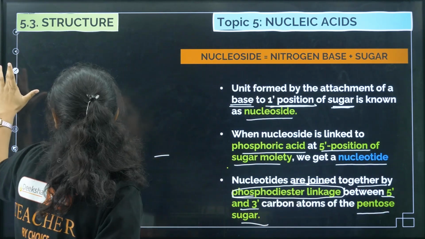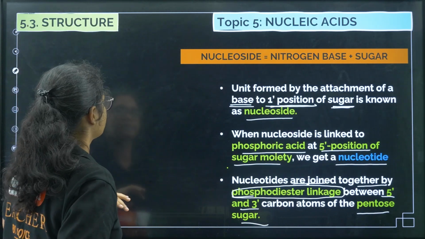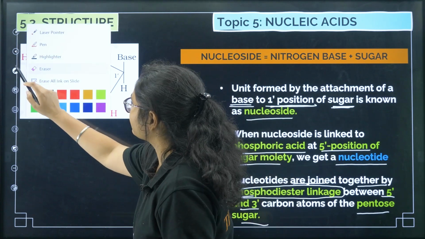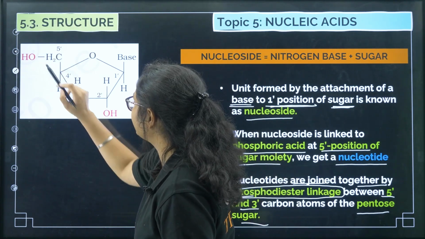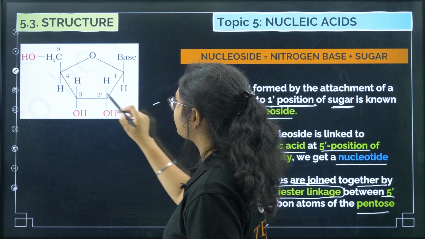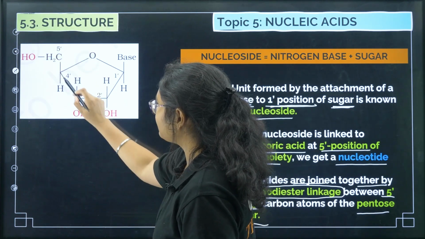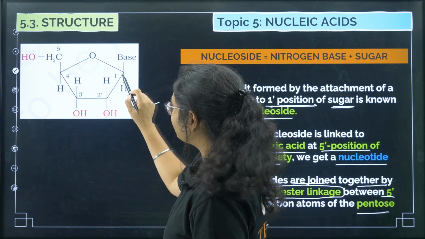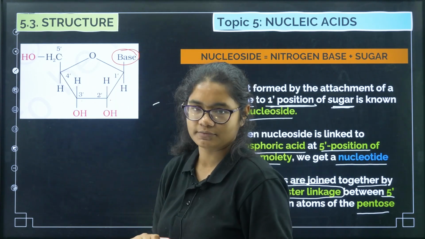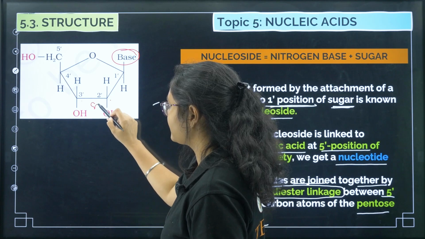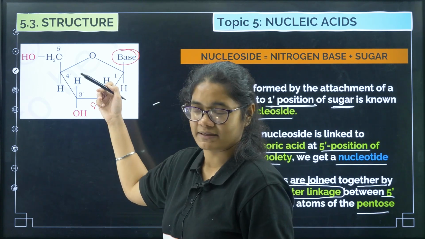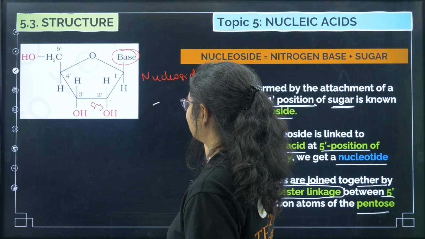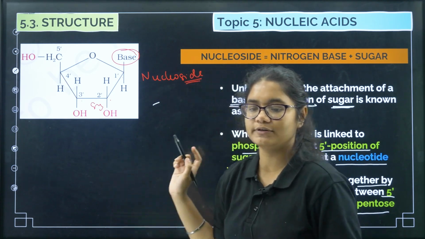Okay, so now we will see. Now you see, what is this? You think and tell me. This is a sugar. We say that sugars are pentose sugars, right? So this is a pentose sugar. Carbon number 1, 2, 3, 4 and 5. At 1' carbon, a base is attached, right? So this is a sugar plus a nitrogenous base. This is nothing but your nucleoside. Remember, S-I-D-E, nucleoside is this one.